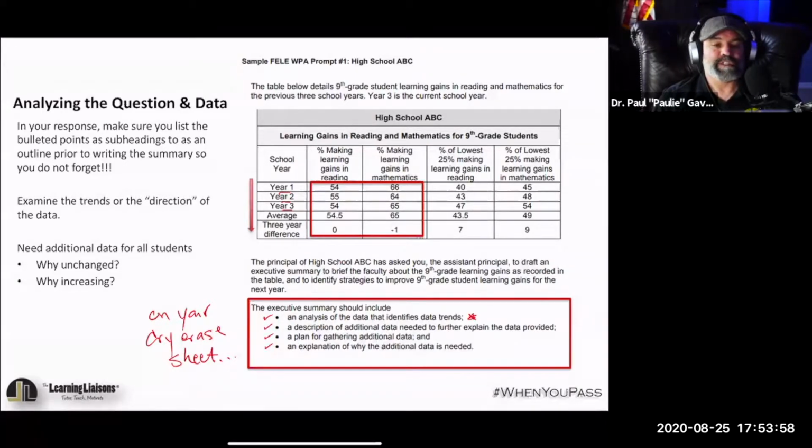Is it moving one way? Is it moving another way? Is it staying the same? What does the data in that box that you're seeing there tell you?